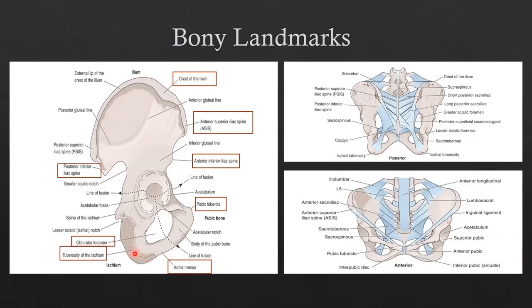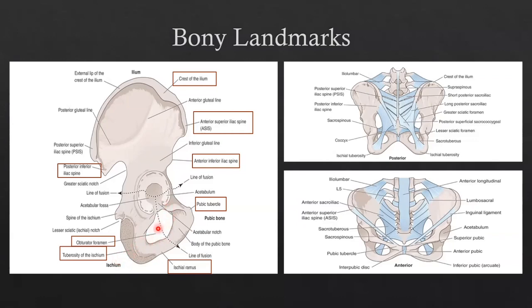One of the more prominent bony landmarks in this region to consider is the ischial tuberosity, named the tuberosity of the ischium. This is where our hamstrings originate. Our hamstrings consist of three main muscles: our biceps femoris, our semitendinosus, and our semimembranosus.